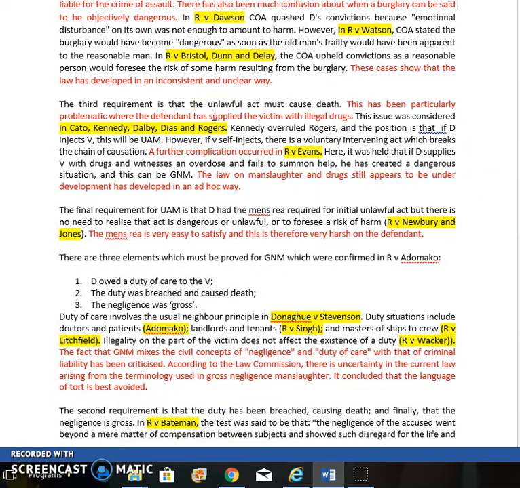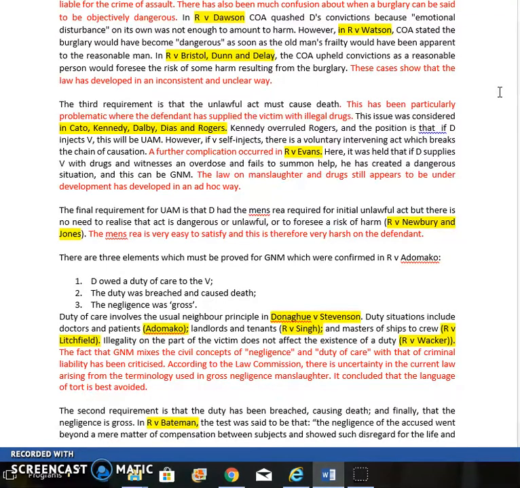Third requirement is that the unlawful act must cause death. And this has been a real problem. We've mentioned this in other topics, but this has been a real problem where the defendant has supplied the victim with illegal drugs. So in cases where the defendant supplies an illegal drug, if they inject the victim and the victim dies, then that's unlawful act manslaughter. They've done an unlawful act administering the drug. It's dangerous, it's caused death, and they had the mens rea for administering the unlawful drug.